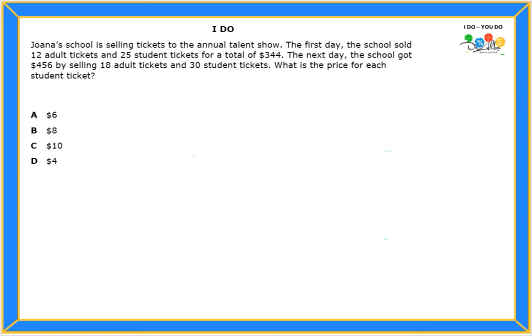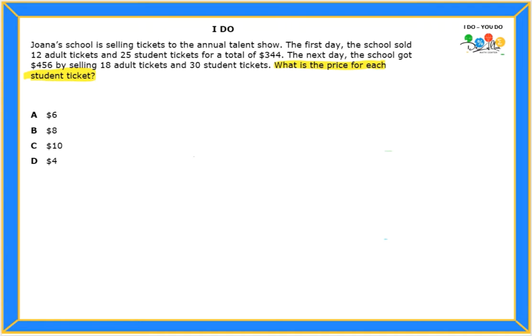So I'm looking for the price for whom? For the student ticket. There might be a lot of information in the problem. We might find several answers, but at the end, we're supposed to be looking for the price for the student ticket. Okay, so what is it that I know? Well, I know that they're selling two types of tickets, right? They're selling the student and they're also selling the adult tickets.